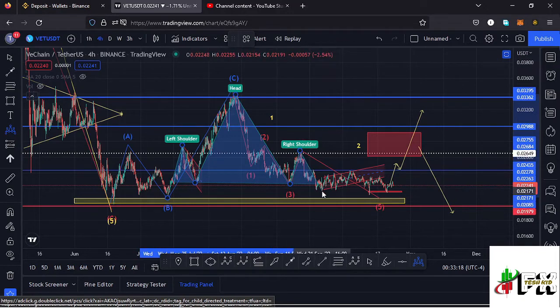after the formation of a right shoulder right here. And after the formation of this right shoulder, we have been seeing much of a consolidation, so we are yet to see that breakout out of this head and shoulders pattern.